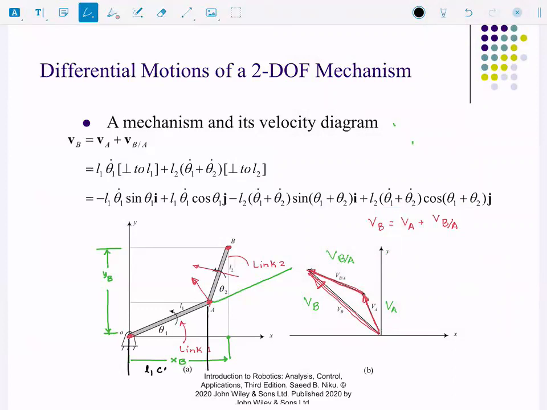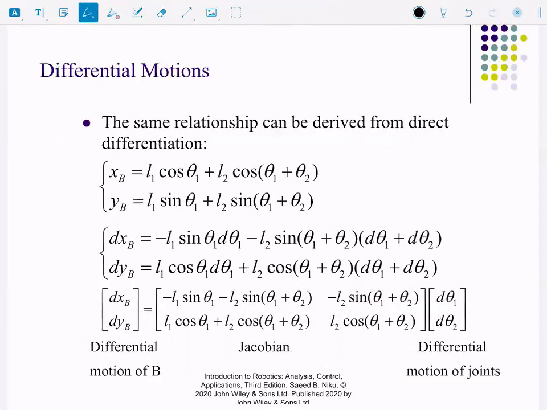is going to be L1 cosine theta 1. This distance, now please understand, you will need to take both the angles. So this will become L2 cosine of theta 1 plus theta 2. This distance is L1 sine theta 1, and this distance is going to be L2 sine of theta 1 plus theta 2. And if you look at what we have here, that is what the expression shows. XB is L1 cosine theta 1 plus L2 cosine of theta 1 plus theta 2. YB is L1 sine theta 1 plus L2 sine of theta 1 plus theta 2.